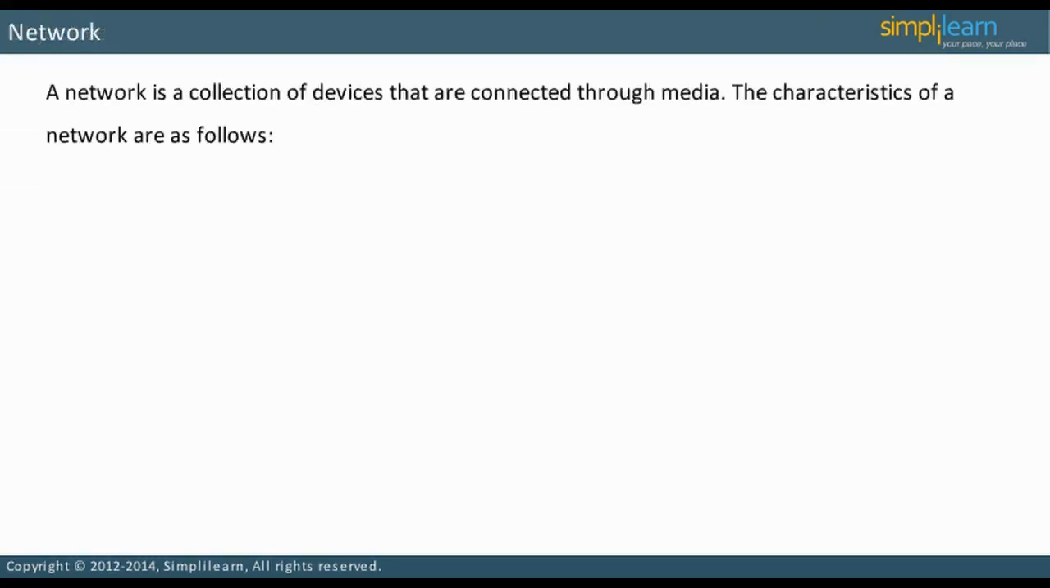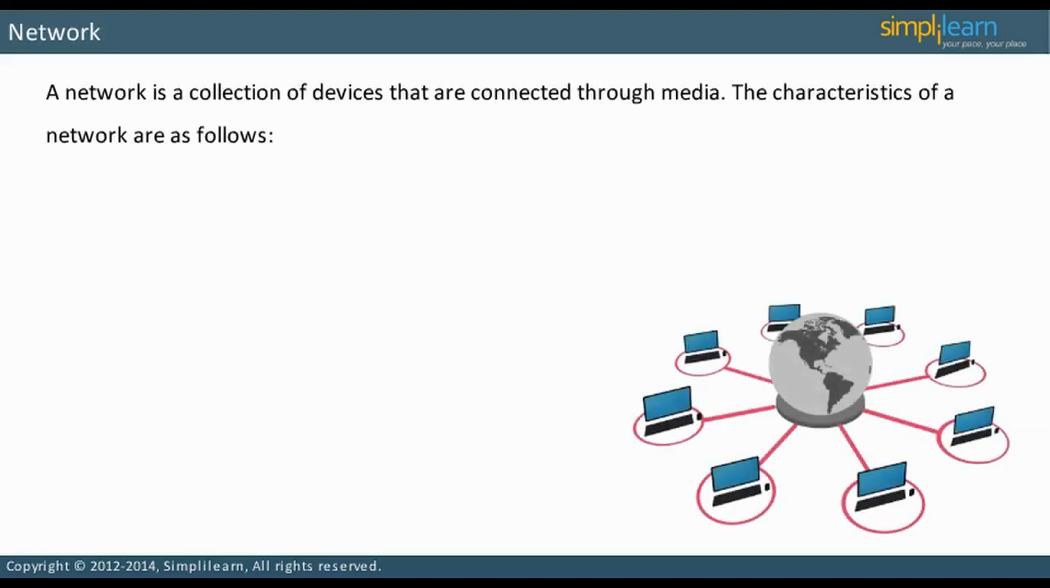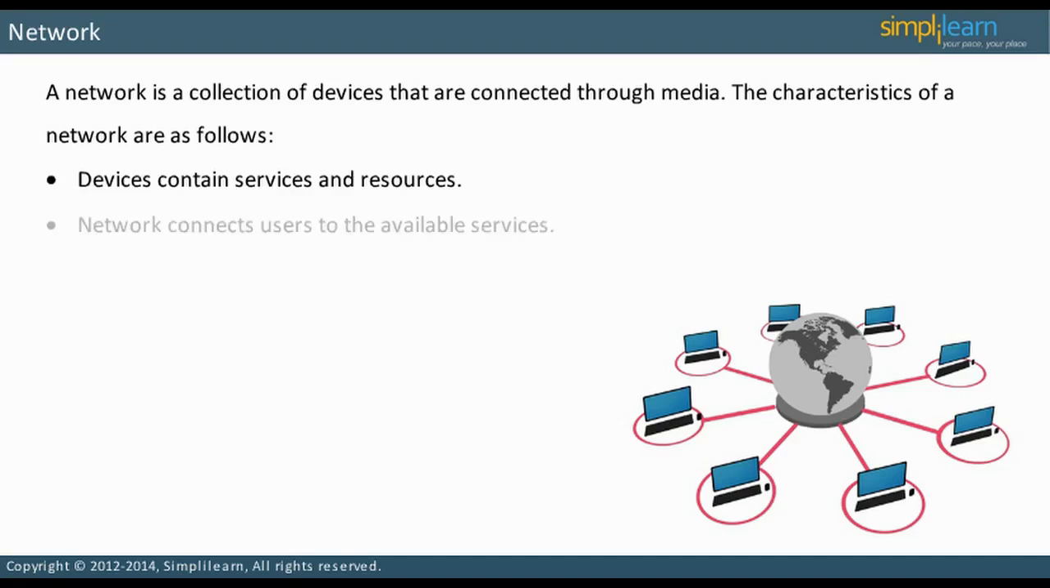A network is a collection of devices that are connected through media. It has the following characteristics. Devices contain services and resources. Devices could be PCs, routers, switches, and servers. The services that the routers, switches, and servers provide include switching, routing, addressing, and data access, among others.